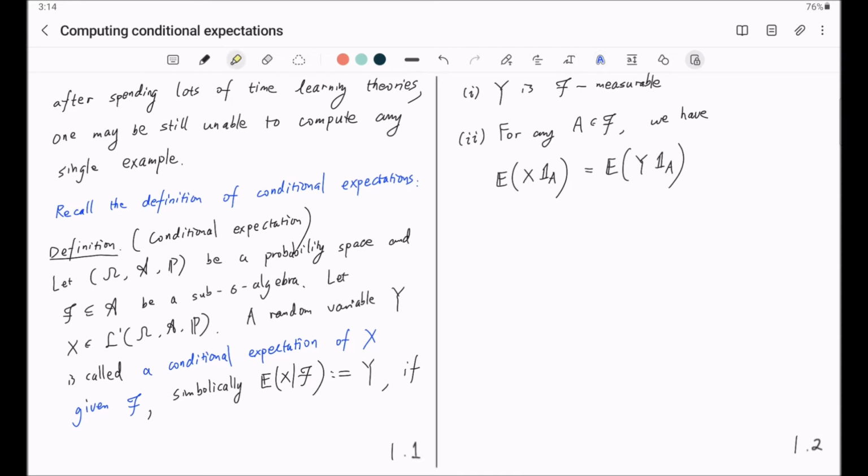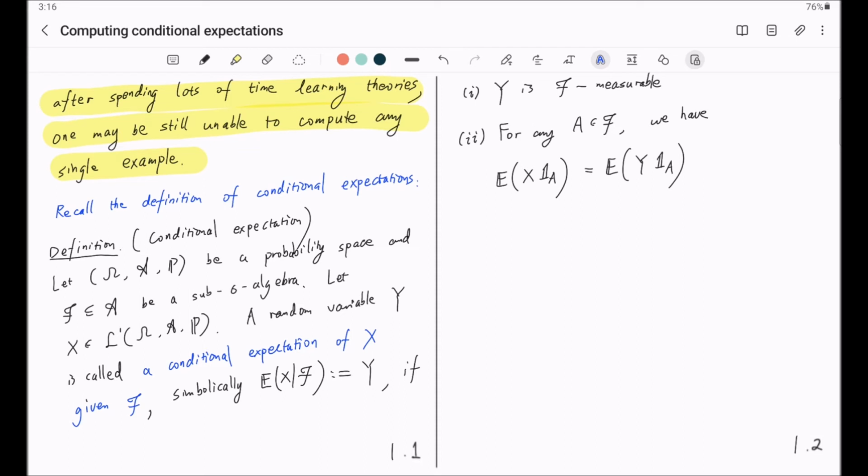Now let us go back to the words I said at the beginning. Just look at the definition of the conditional expectation. Do you think you can really compute the conditional expectation just from this definition? Namely, if I give you a probability space and a sigma algebra and a sub-sigma algebra, and I give you an integrable random variable X, can you compute the conditional expectation of X given this sub-sigma algebra F? It's very hard from this definition to compute the concrete examples of conditional expectations.